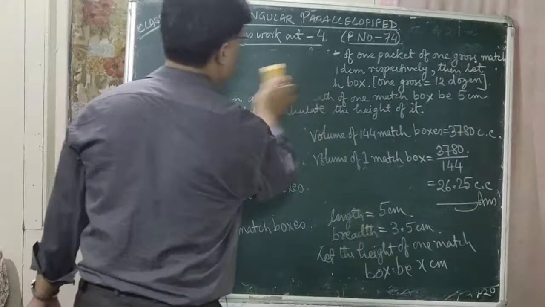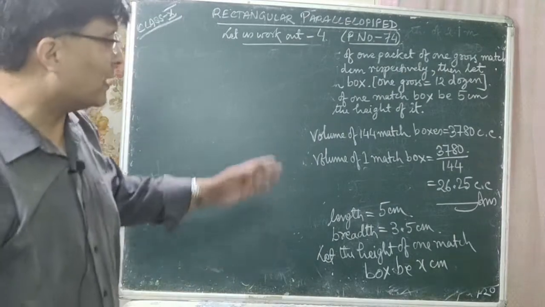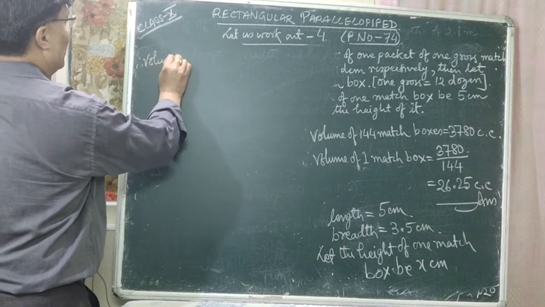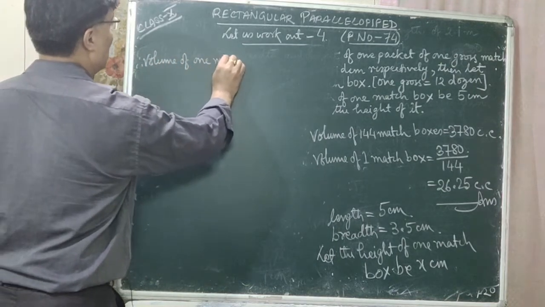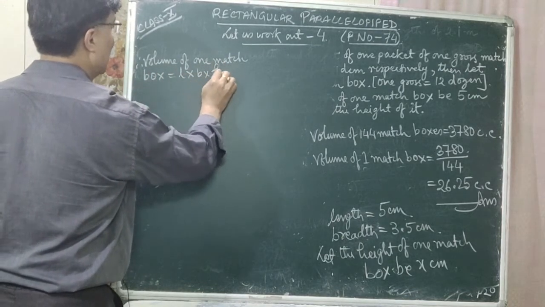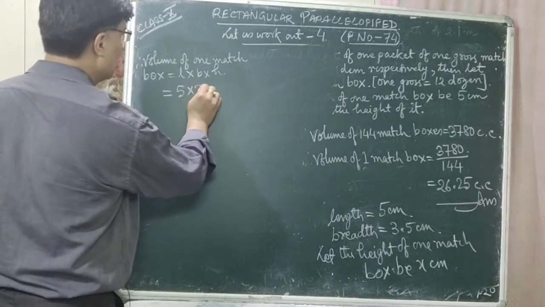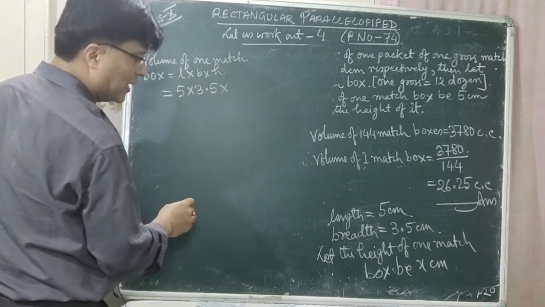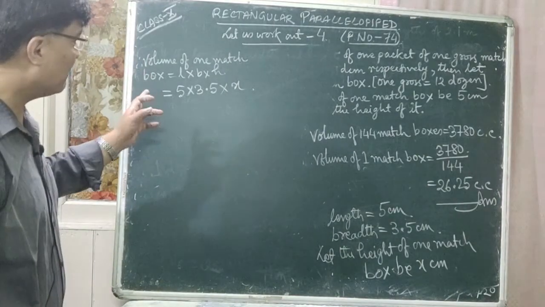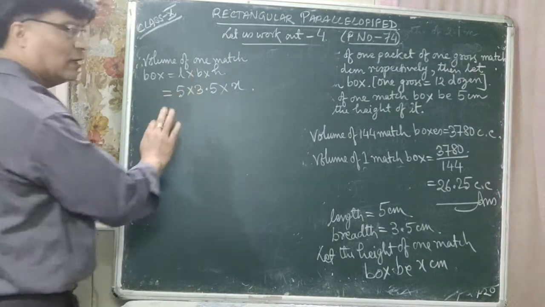So this match box also takes the shape of a rectangular parallelepiped or cuboid. So you can easily get the volume of the match box. Therefore, volume of one match box is equal to length into breadth into height. What is the length here? It is 5. What is the breadth here? 3.5 into, what is the height? Height is x. Is that clear? It is 5 length, breadth 3.5 into x. So let us multiply it, or you can keep it as it is.